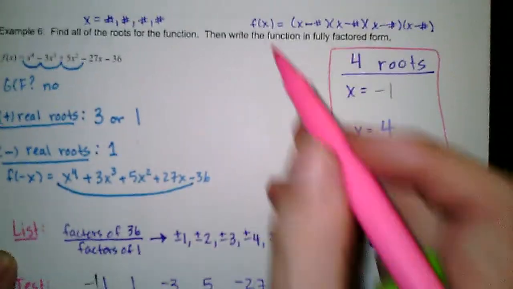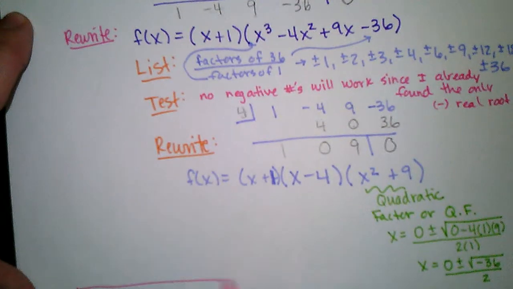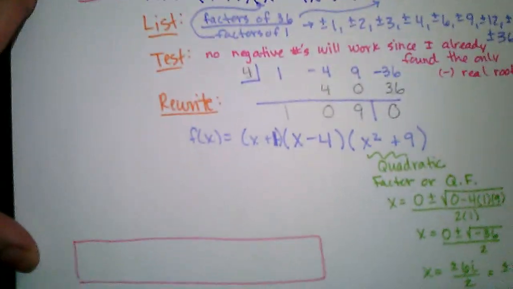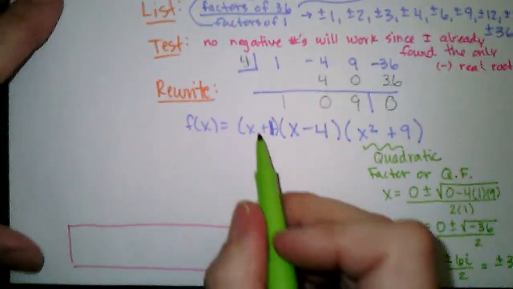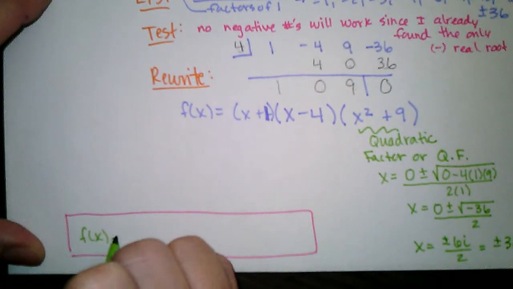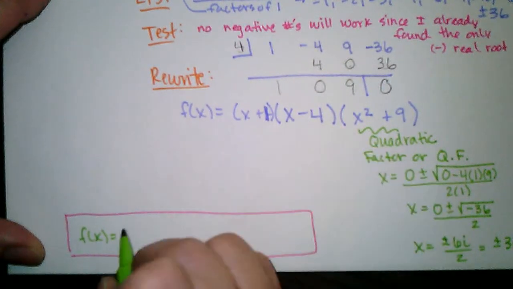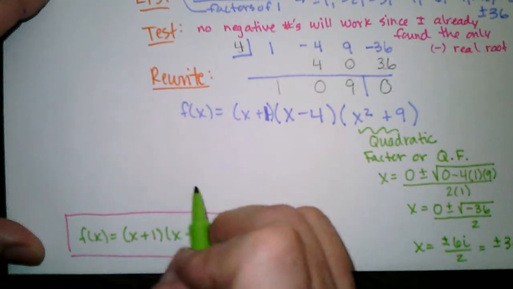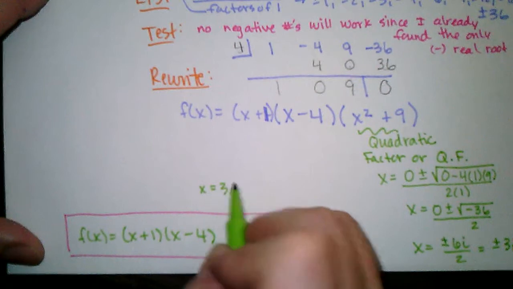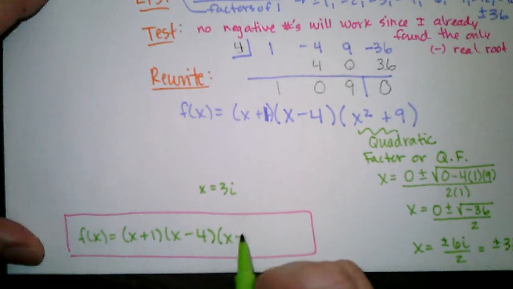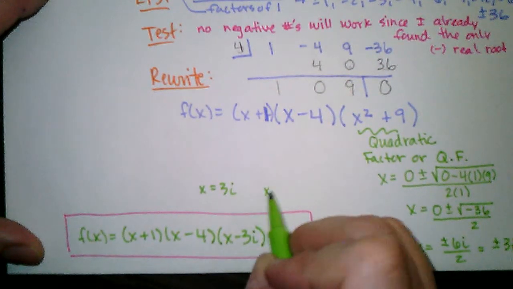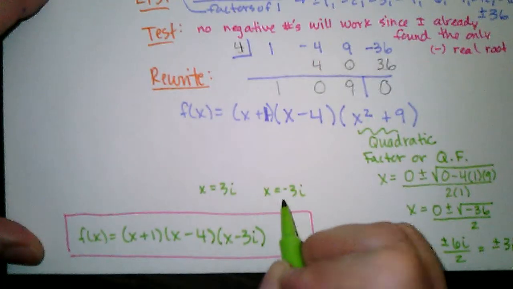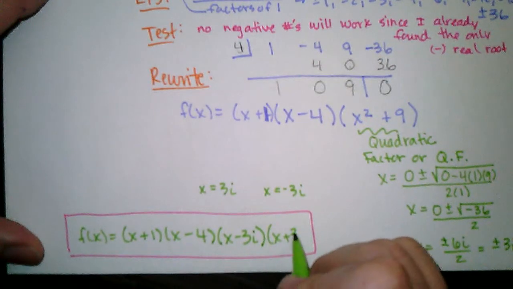And my other question was write the equation in fully factored form. So we'll do that here. Fully factored form would be f of x equals x plus 1 times x minus 4. And then if I had x equals 3i, subtract that over, so x minus 3i. X equals negative 3i, add that over, so x plus 3i.